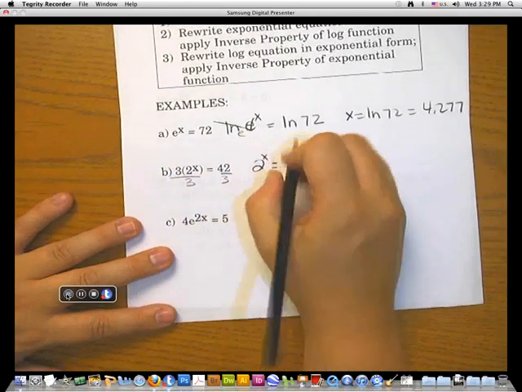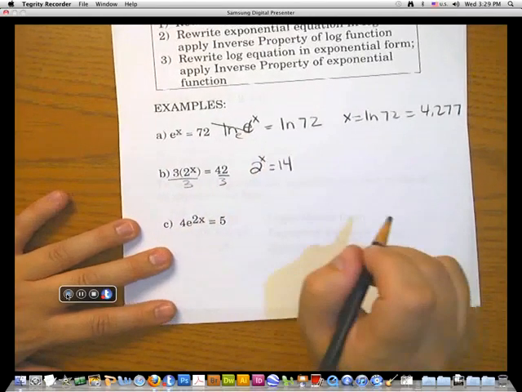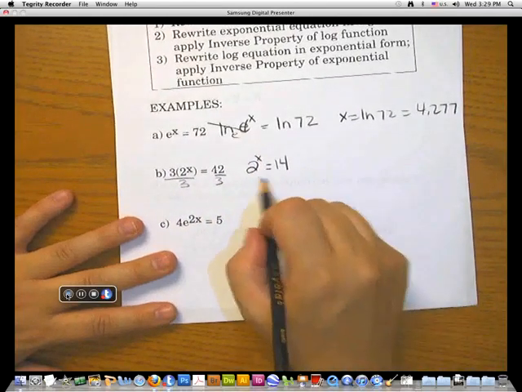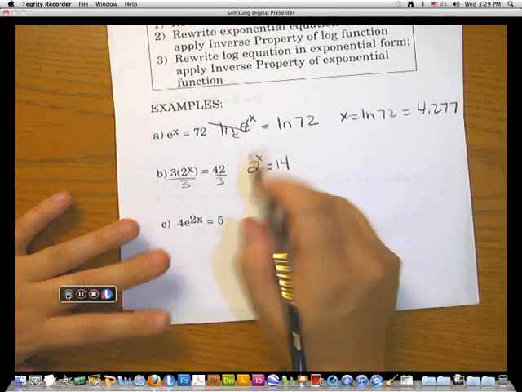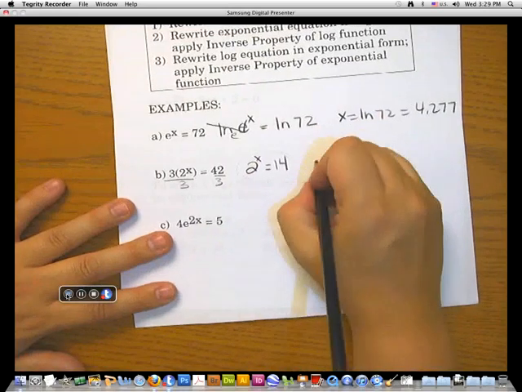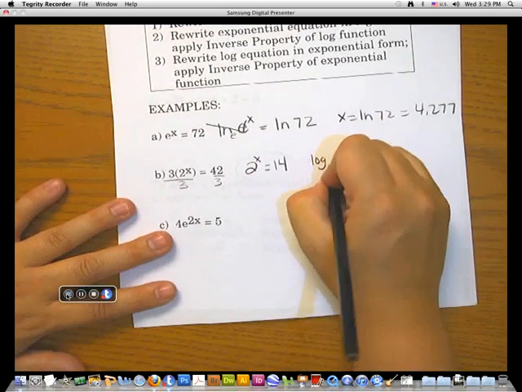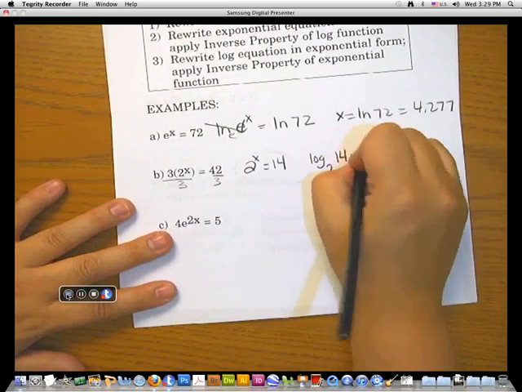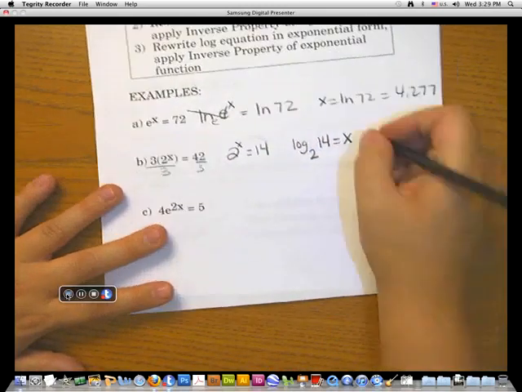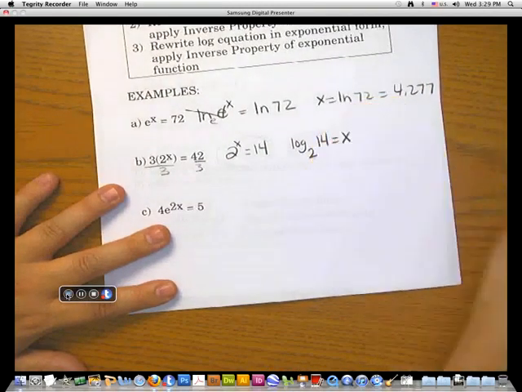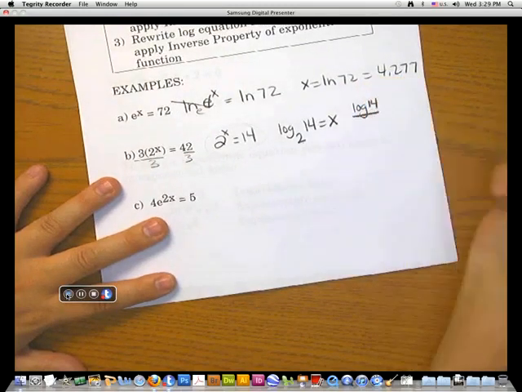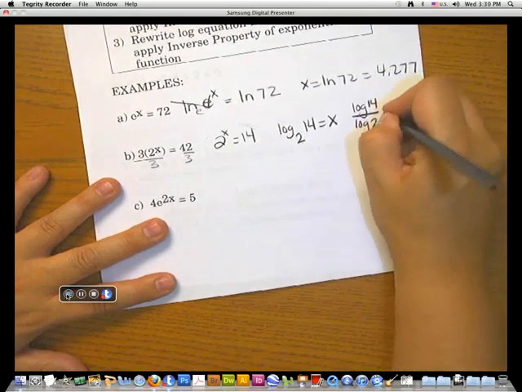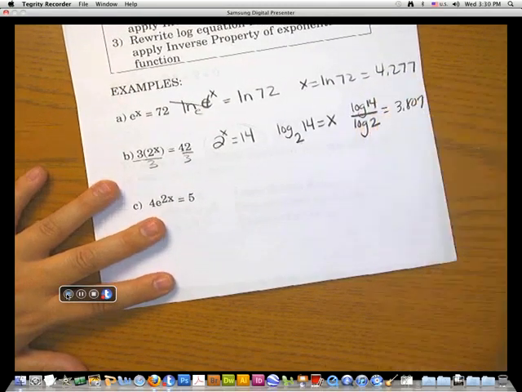So 2 to the x is 14. If I change this right now as an exponent as it stands, 14 is not a power of 2, so I can't do that. I would need to change it to log form. Log base 2 of 14 is x. I still can't do it because my calculator is not in base 2. So I would change it to the change of base or calculator-ready form: log of 14 divided by log of 2, and then use my calculator.